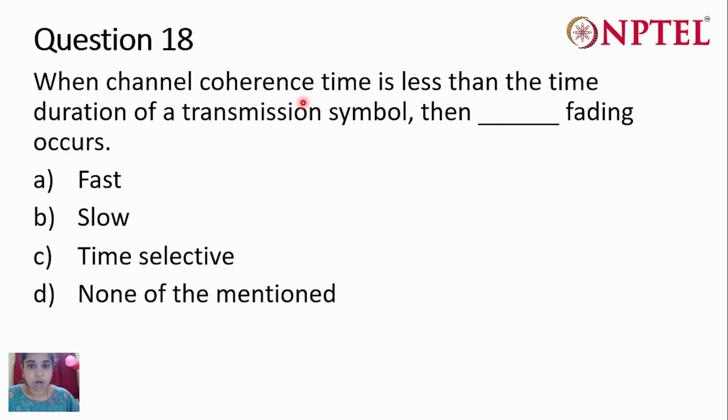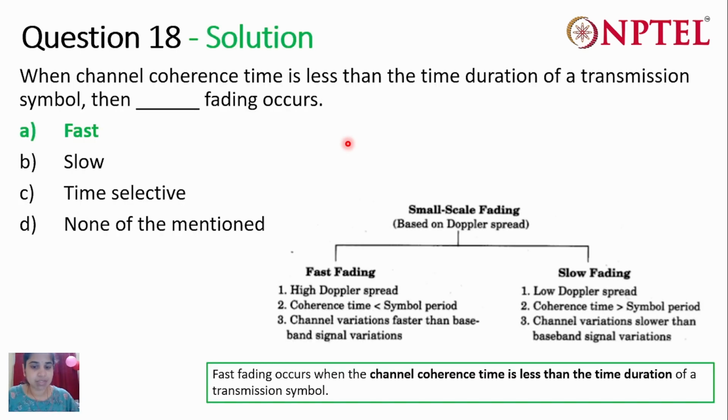When the channel's coherence time is less than the time duration of the transmission symbol, what kind of fading occurs? Fast fading. Time selective. As he said, the answer is fast fading.